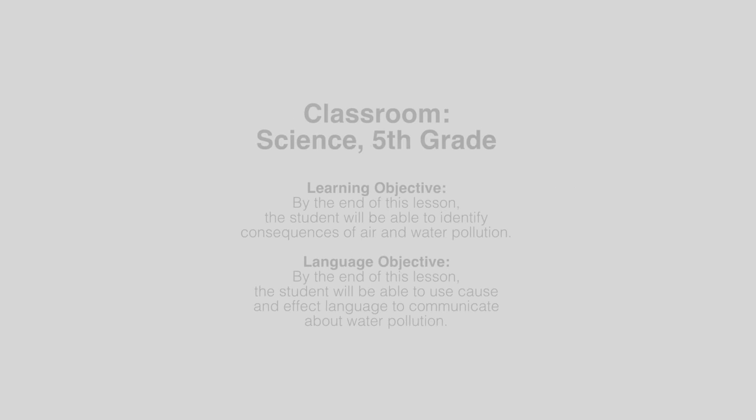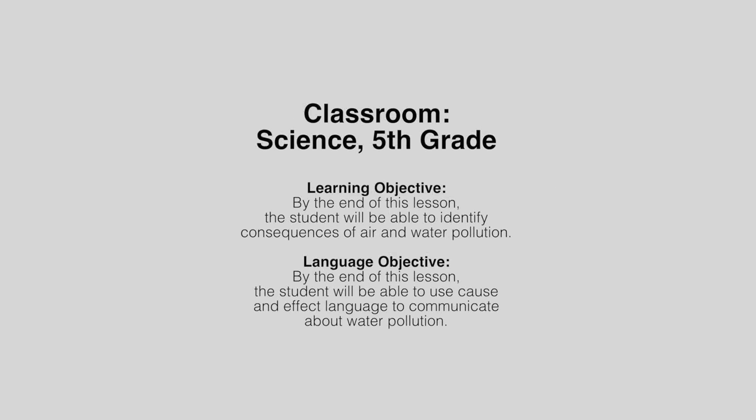The next classroom example is a 5th grade science class. This particular class has been studying natural resources. One of the learning objectives of this lesson is, by the end of this lesson, the student will be able to identify consequences of air and water pollution. One of the language objectives is, by the end of this lesson, the student will be able to use cause and effect language to communicate about water pollution.